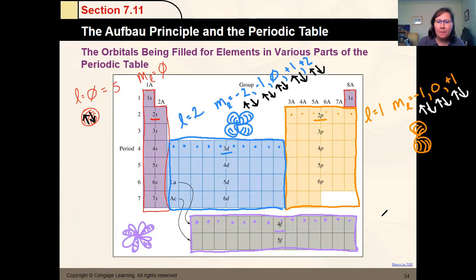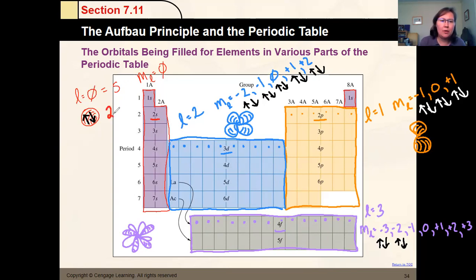Now with these, we have L equal to 3 and M sub L equal to -3, -2, -1, 0, +1, +2, and +3. And in each one of these, we'll have spin up, spin down, spin up, spin down, and there's 7 of them, so you know that you'll have 14.